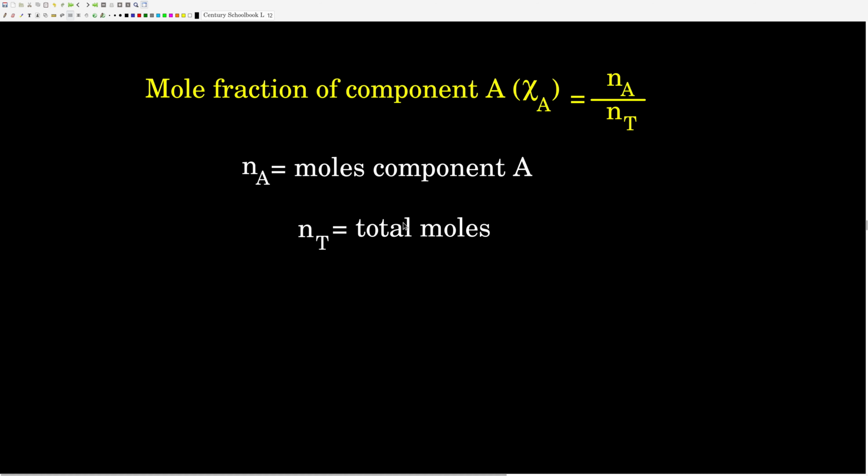Next, mole fraction. The mole fraction of component A, whatever it is, or chi sub A. Chi stands for mole fraction here. It's just defined as the moles of that component divided by the total moles in the solution.